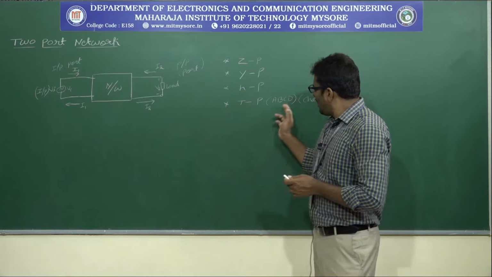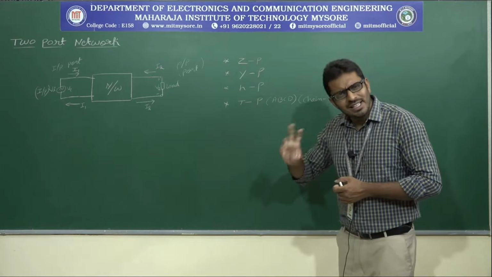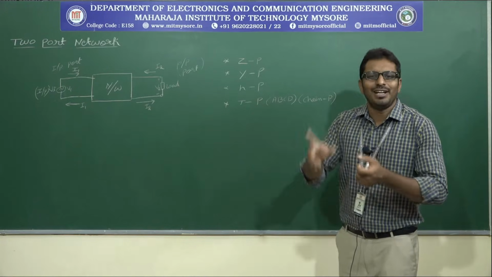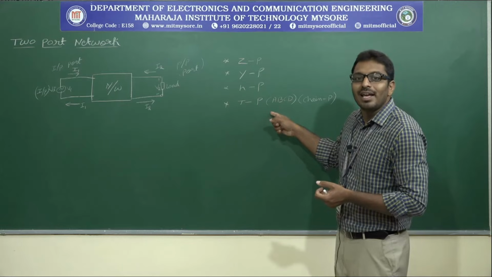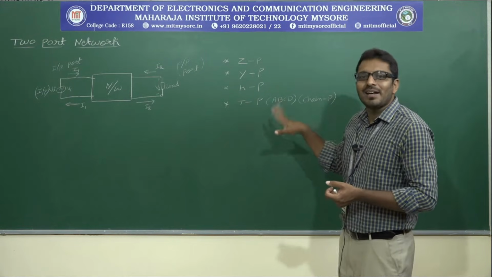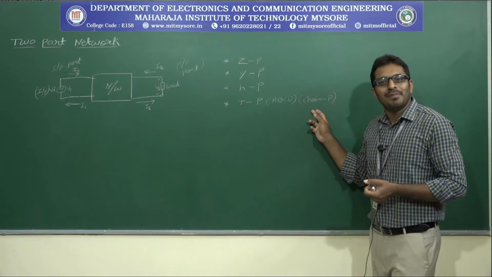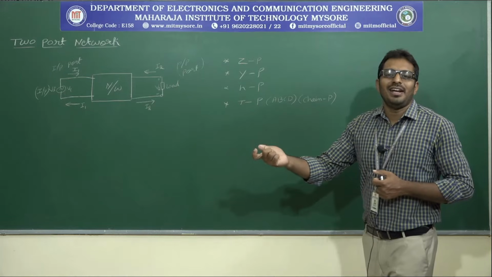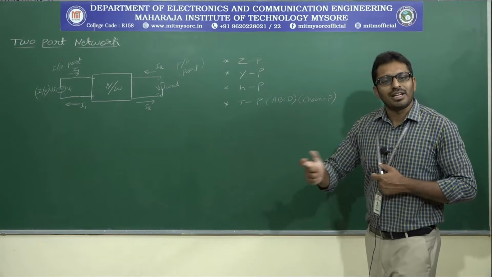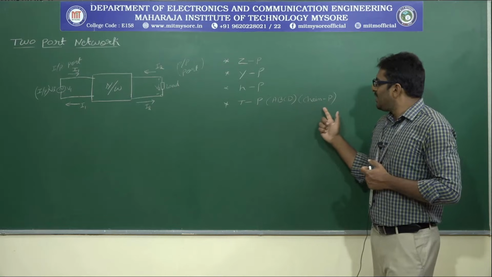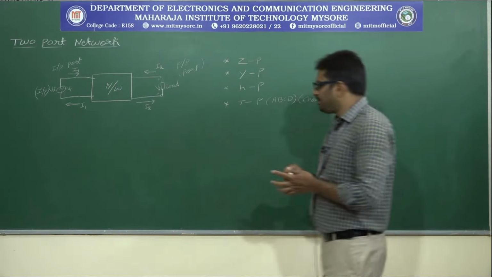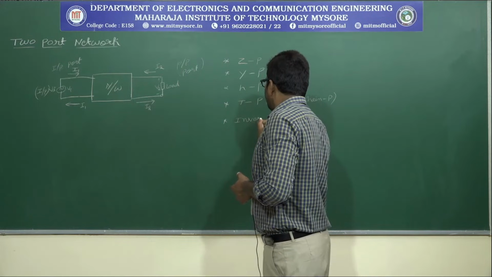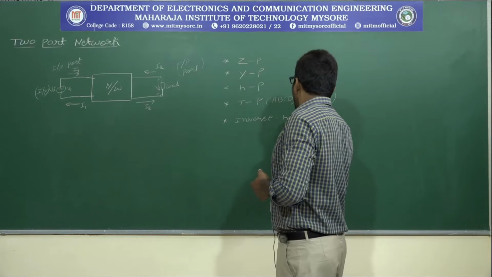It is known as ABCD parameters because each parameter is different, so we need to represent each one with a different name, A, B, C, D. Why is it also known as chain parameters? Because in transmission lines they are connected end-to-end, like a ladder network, like a chain network. That's why it is also known as chain parameters. And the fifth one is inverse H parameters.